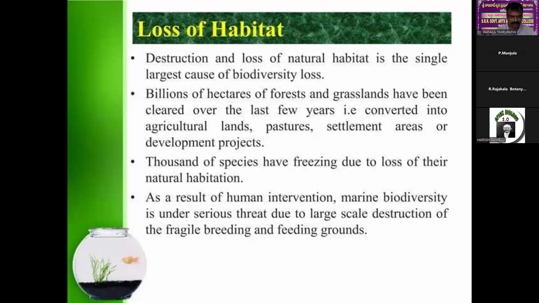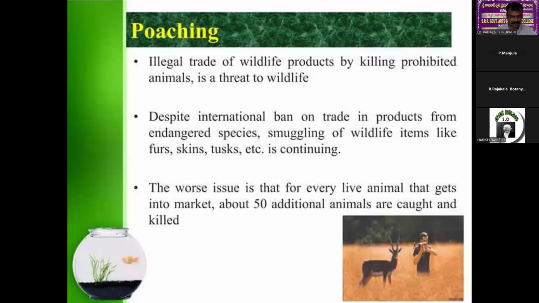So the first one is loss of habitat. Many hectares of forest are converted into agricultural land or to develop projects, due to which the animals and plants, the living organisms present in that area, lose their habitat and cannot survive in other areas. So the loss of organisms takes place, and thus the loss of biodiversity.